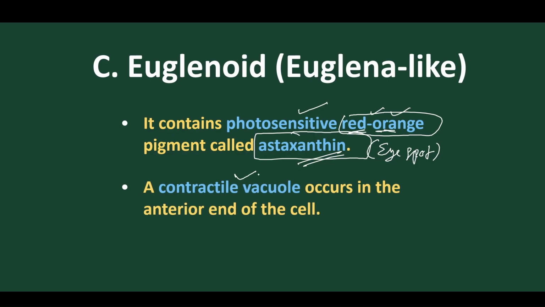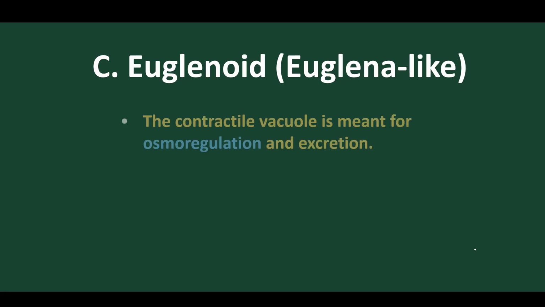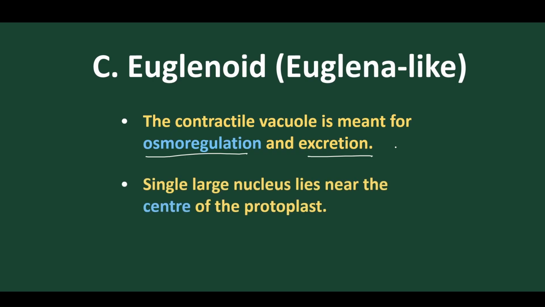It also contains contractile vacuoles, and they help in osmoregulation. They are present just below the reservoir, as we have discussed. Suppose this is the reservoir, then below the reservoir we find the contractile vacuoles. The contractile vacuoles help in osmoregulation and excretion, that is, to maintain chemical balance in the body.